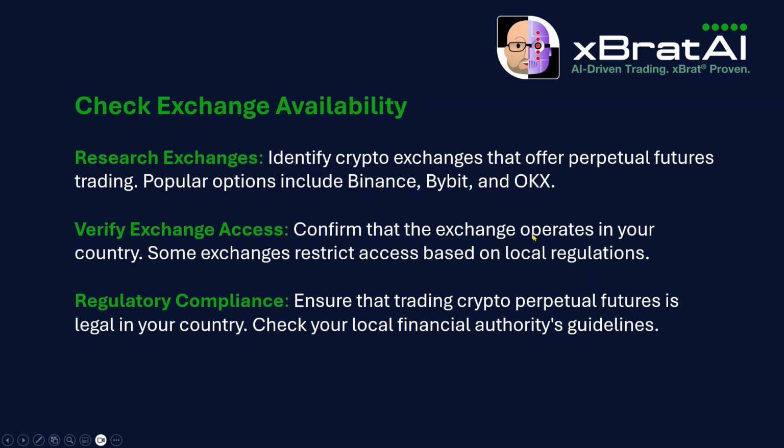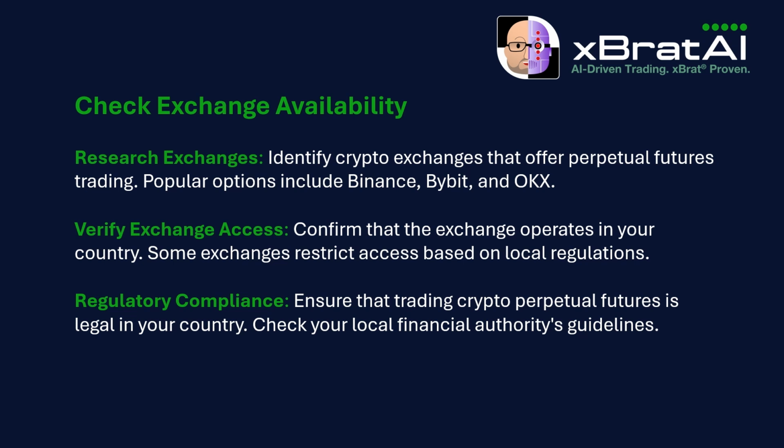So you need to check exchange availability. Again, depending on where you live in the world, there's some compliance. You need to identify the crypto exchanges that offer perpetual futures trading for a start. Popular options could be Binance, Bybit, OKX, Bitget. There's lots. You need to confirm that the exchange operates in your country. Some exchanges restrict access based on local regulations.